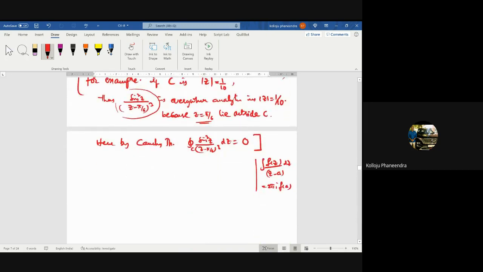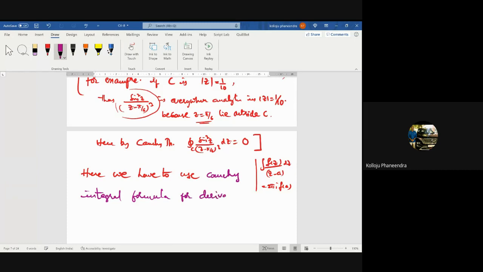Now, here we have to use Cauchy integral formula for derivatives. This is the case.